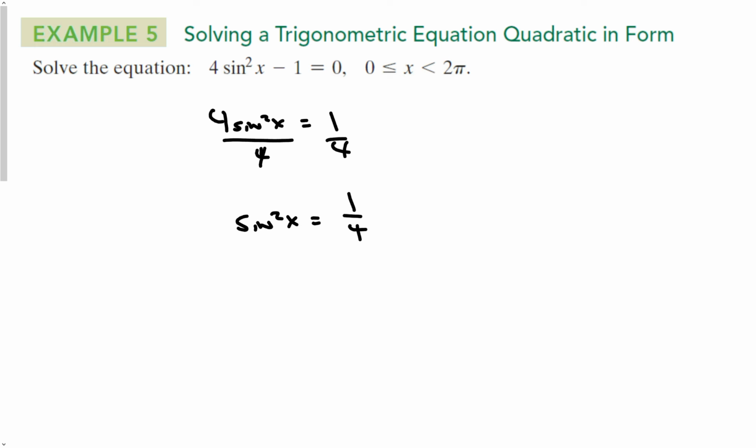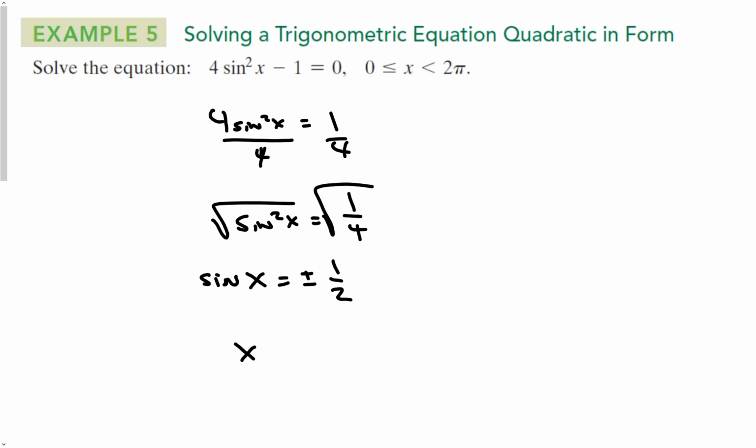If this was x squared is equal to 1/4, you would simply take the square root, which is what we're going to do here. But remember that now sine x is equal to plus or minus 1/2.